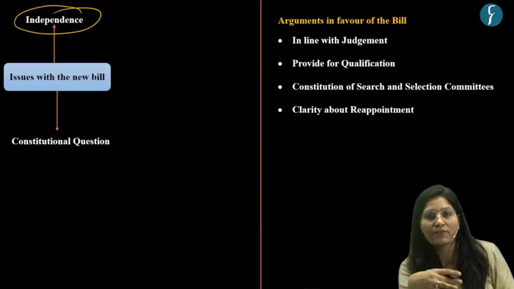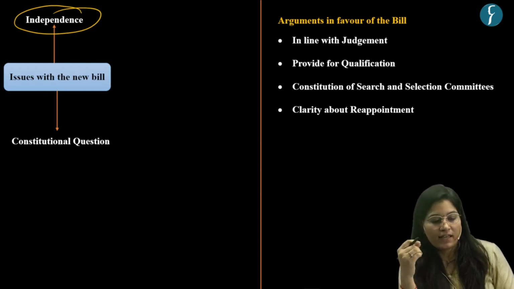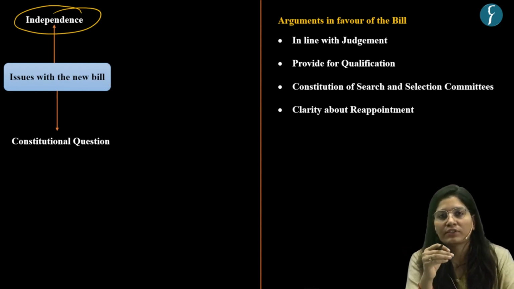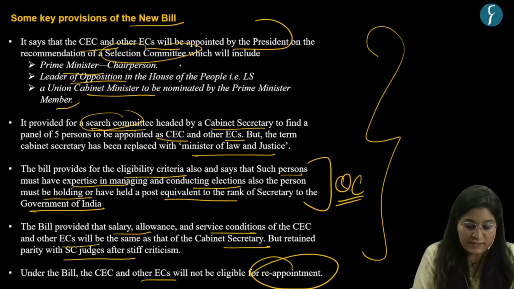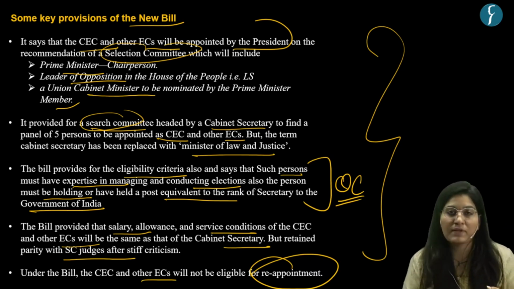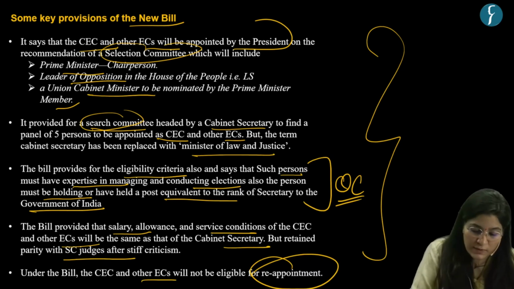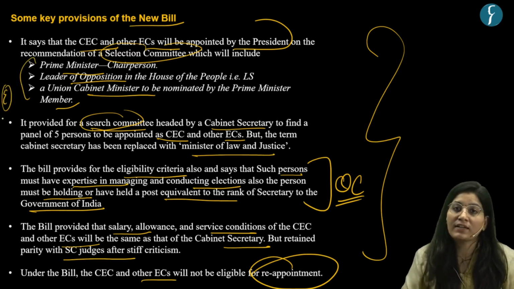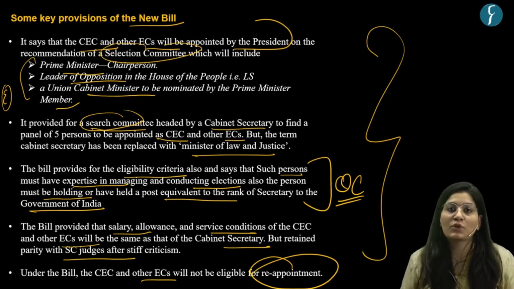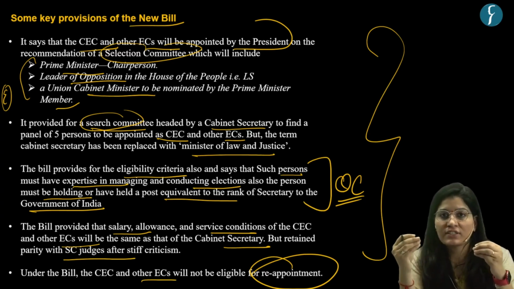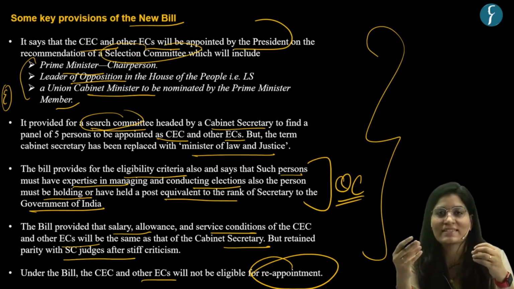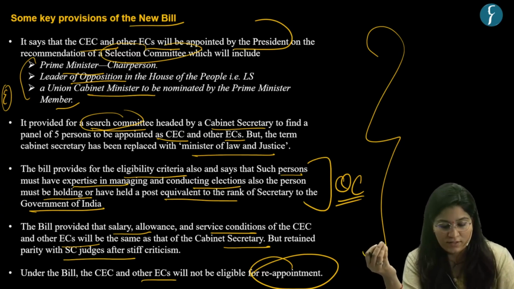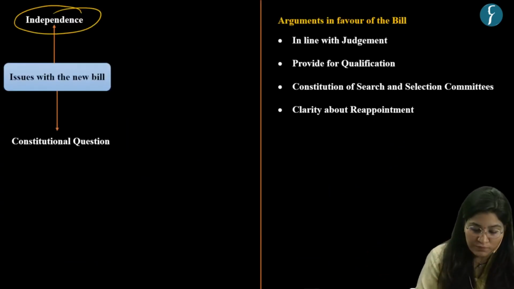Just now we have seen that the selection committee is more drifted towards the executive side. Why? Because it is the Prime Minister, leader of opposition, and cabinet minister. It's more towards the executive side, and they've taken the judiciary out of the loop. Definitely, it will raise a concern with respect to the selection process, and also its ability to be impartial while selecting the CEC and EC. So, independence is one of the issues.